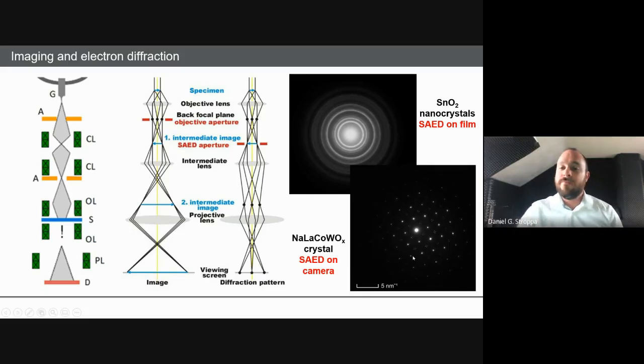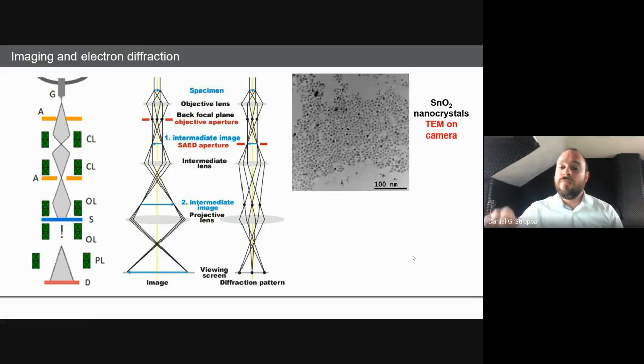Excuse me. How can there be a distinction between a polycrystalline and monocrystalline in this diffraction pattern? How can it be distinguished?